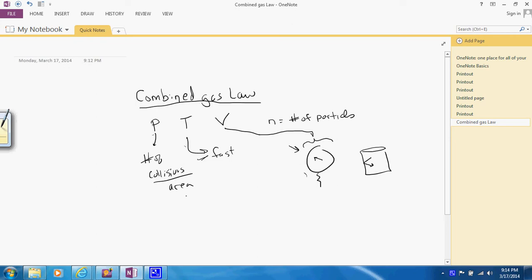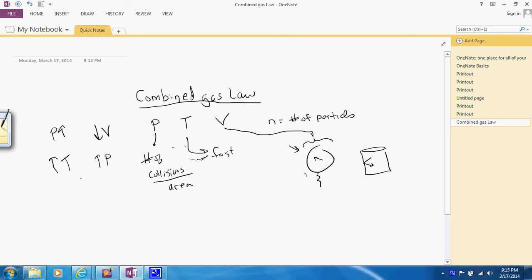Same number of particles in a smaller area, then we have more collisions and therefore more pressure. So again, if you have a smaller volume, then you're going to have a greater amount of pressure because you have the same number of particles, same number of collisions, with a smaller area. If you were to increase your temperature, temperature increases the speed of the particles. So obviously, if you increase your speed, you can have more collisions. Therefore, you increase your pressure.